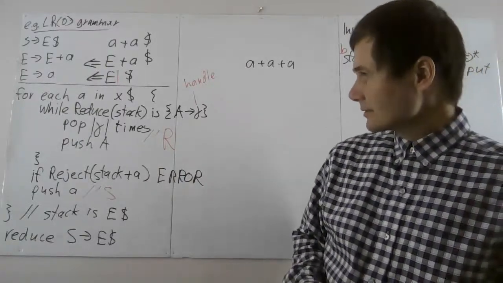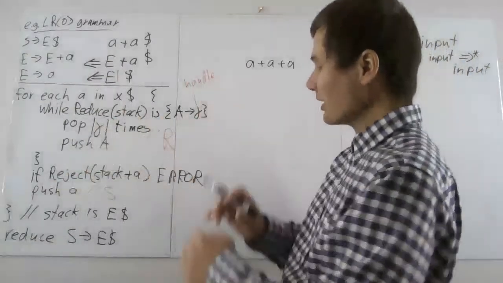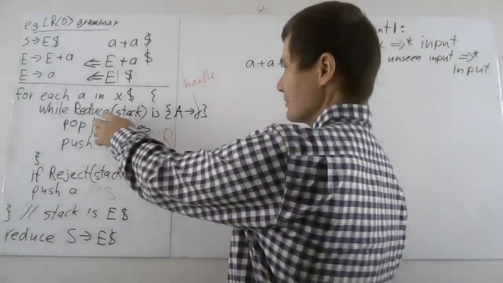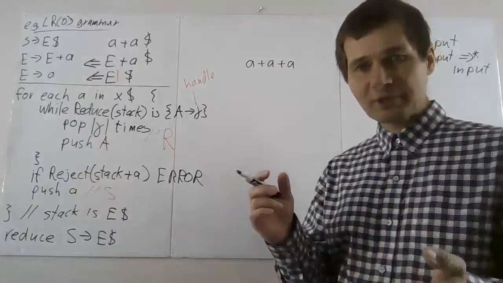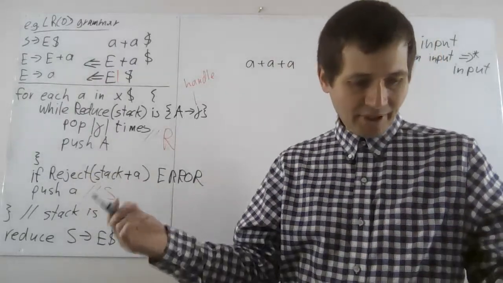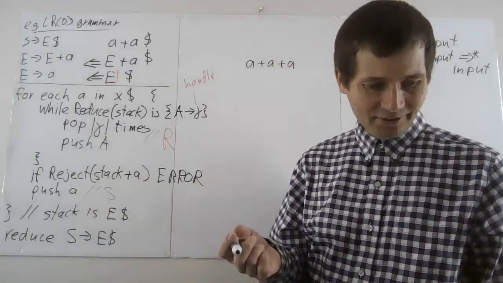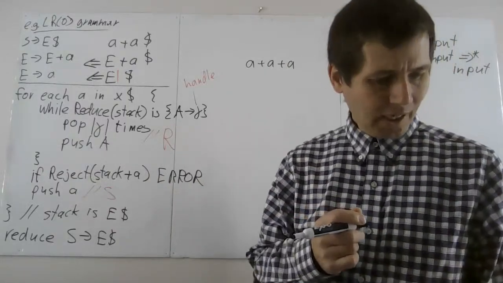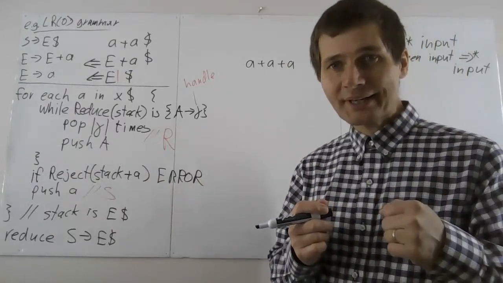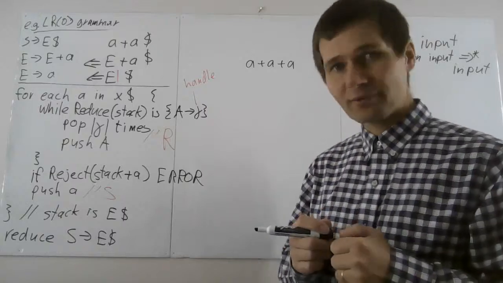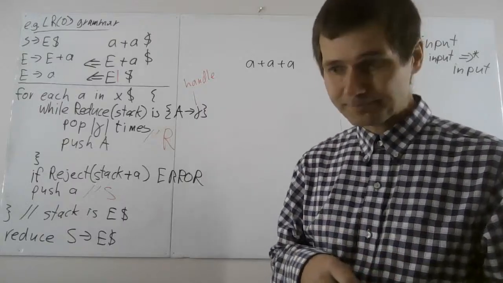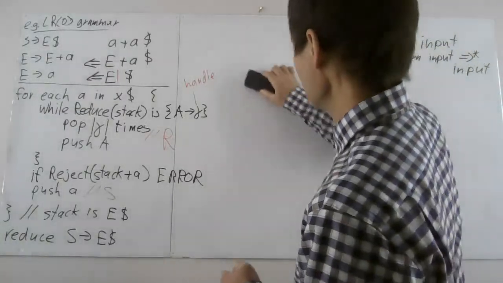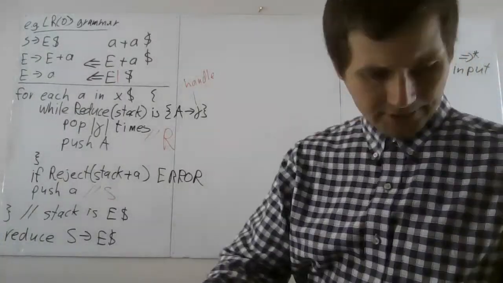Okay, so I've got the overall algorithm, and now the key is really just to implement reduce and reject, and then we'll be done. But that's where all the interesting stuff is. I'm going to look at that, but any more questions before we go there? Okay. All right. Let me make some space here.